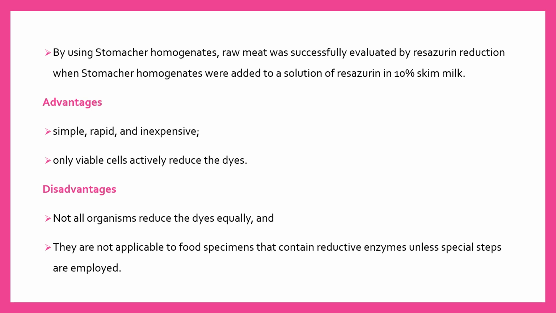Advantages: it is a simple, rapid, and inexpensive method. Only viable cells actively reduce the dyes. Disadvantages: not all organisms reduce the dye equally, and the method is not applicable to food specimens that contain reductive enzymes unless special steps are employed.